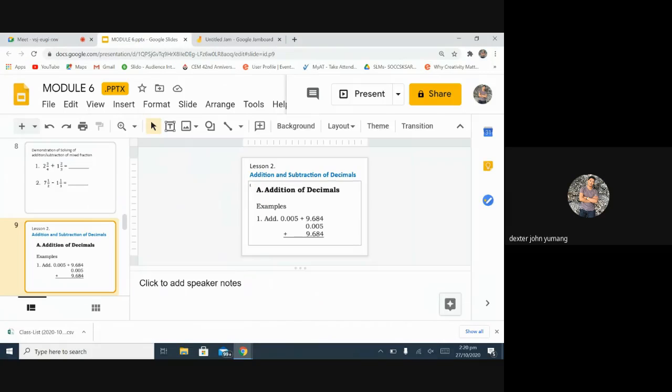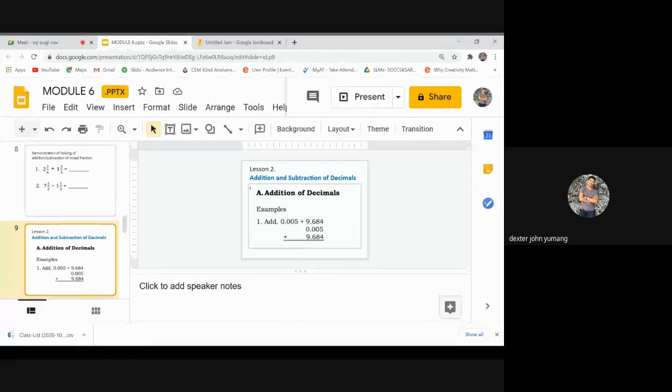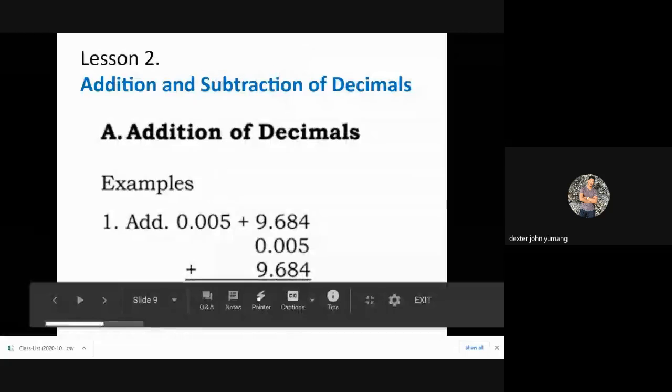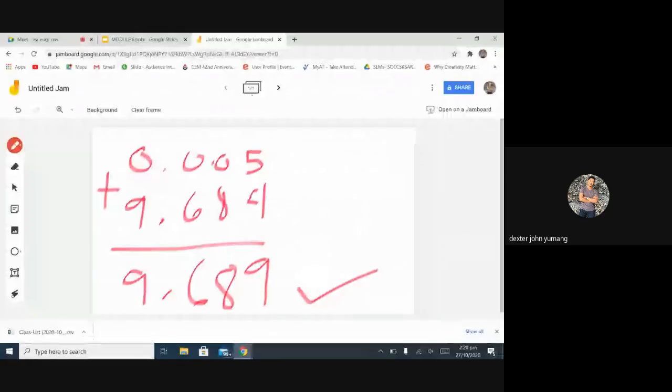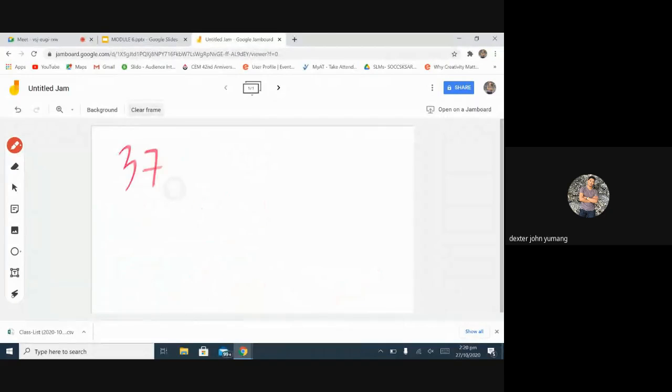The second example. So we're going to subtract 37.428 minus 10.634. Sulat ko muna. So 37.428 minus 10.634.